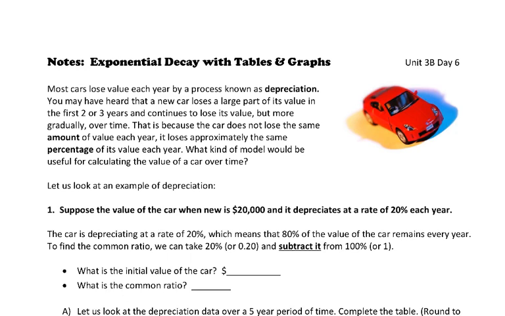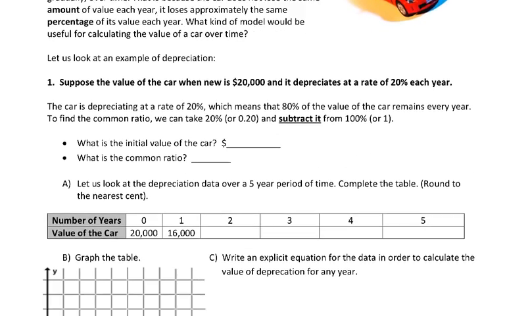And it's similar to decay, and it means that it's decreasing in value over time. You may have heard that a new car loses a large part of its value in the first 2 to 3 years and continues to lose its value, but more gradually over time. That is because the car does not lose the same amount of value each year, but it does basically lose the same percentage of its value each year. What kind of model would be useful for calculating the value of a car over time? So that's kind of our goal here, is we're trying to create a model given different information in different forms.